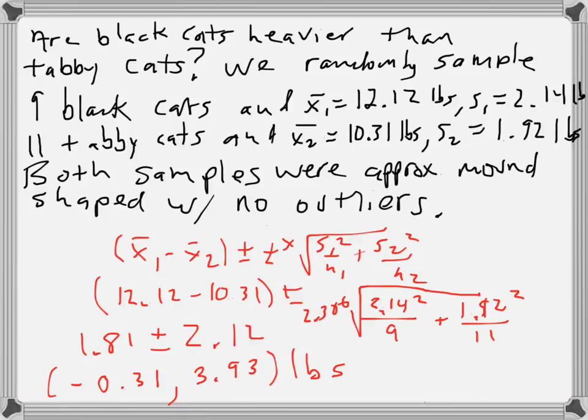So no, we cannot conclude that there's a significant difference, can we? And why? Because 0 is in that confidence interval. So to wrap up the conclude part, if I were writing this out, I'd say since 0 is in our confidence interval, we cannot conclude that there is a significant difference between the two types of cats, black cats and tabby cats, that is. Okay, I think this will get you rolling.